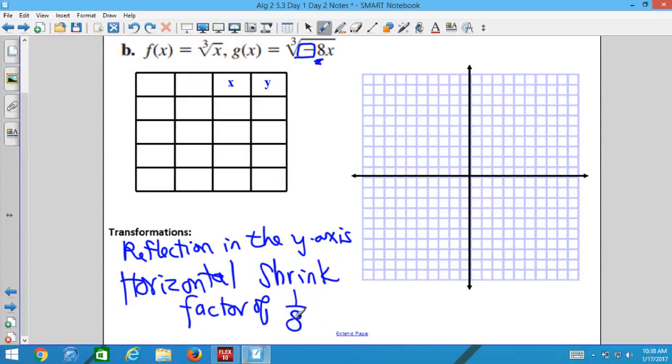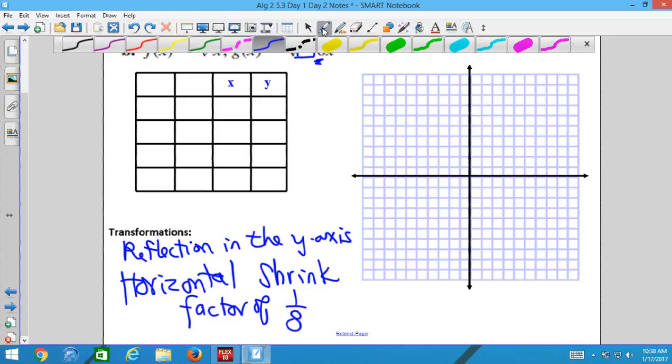Horizontal shrink with a factor of 1/8. I don't know about you, but trying to figure out a horizontal shrink with a factor of 1/8 graphically is kind of hard, in my opinion. So for this one, I would definitely use the table. Let's do our parent function. What is the parent function for?